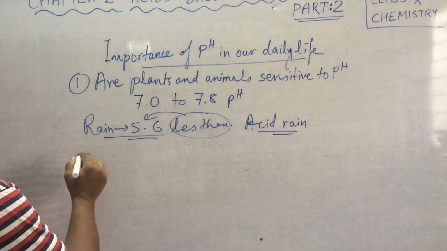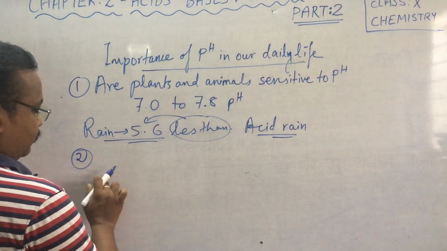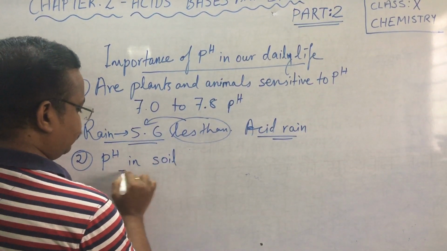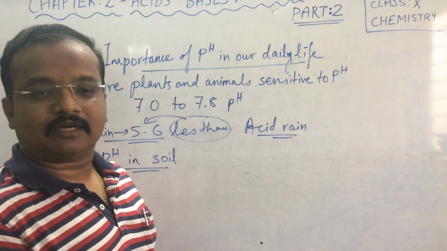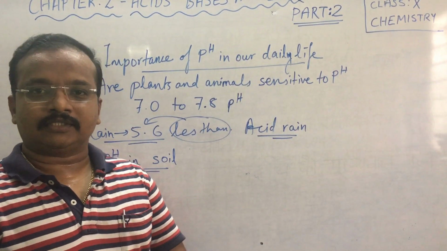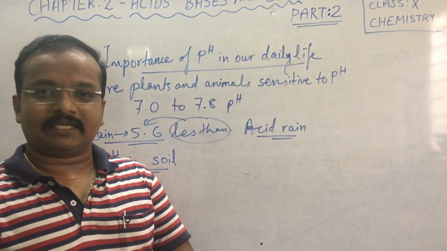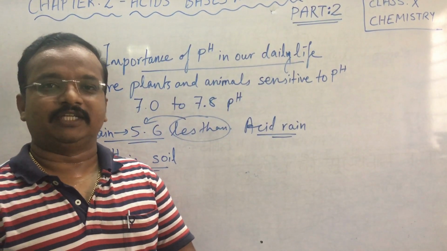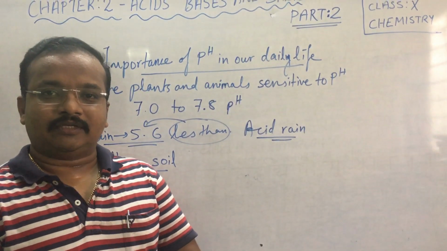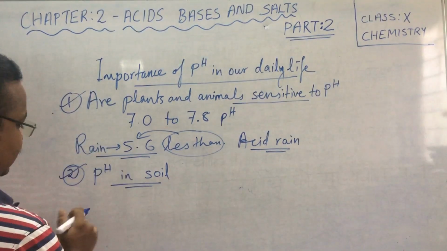Now another important aspect we consider is the importance of pH in soil. We need to check our soil in our backyard, because if soil is too much acidic or too much basic, we cannot do any cultivation in it. So we need to check what is the correct pH of soil for that particular crop to be cultivated.